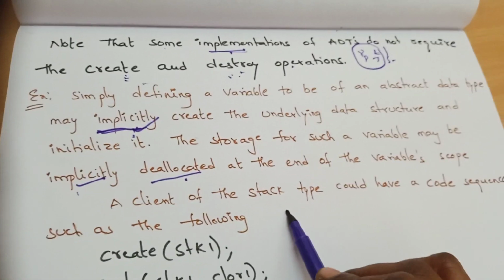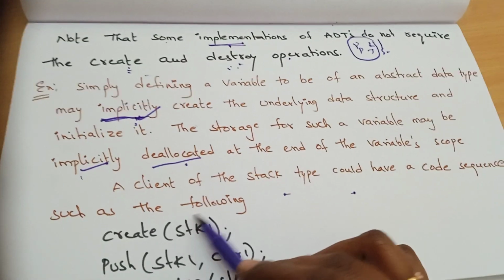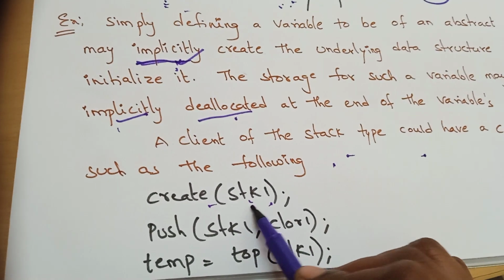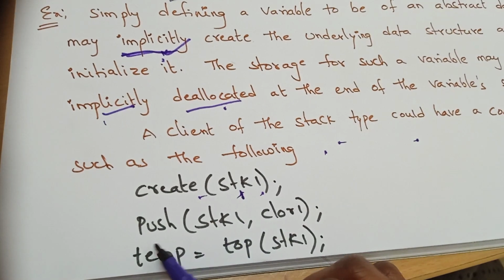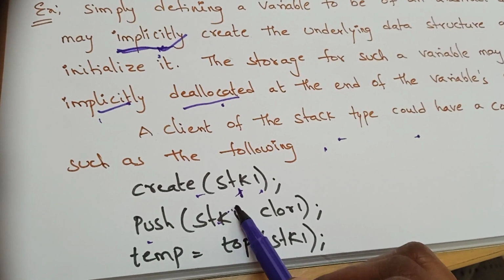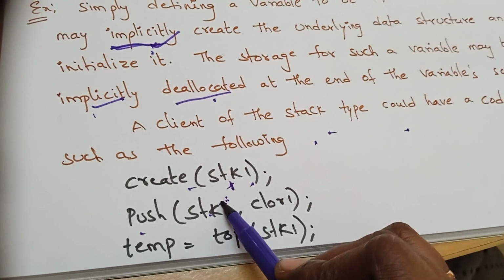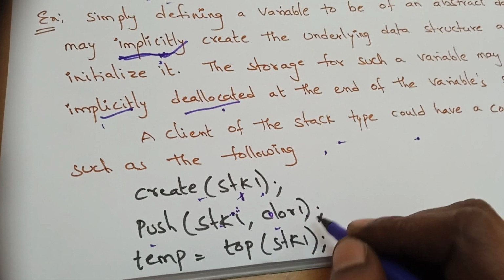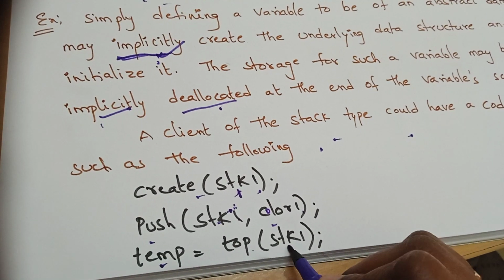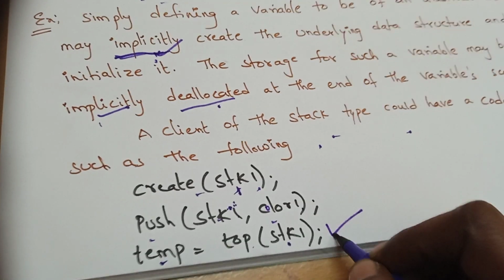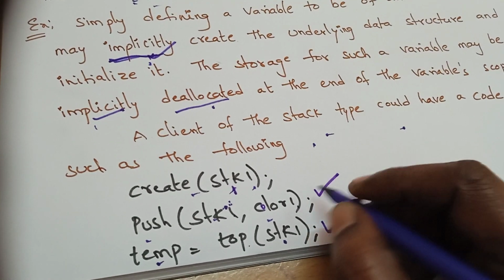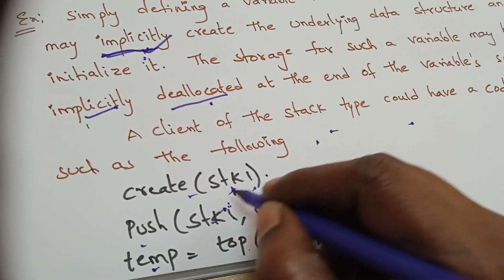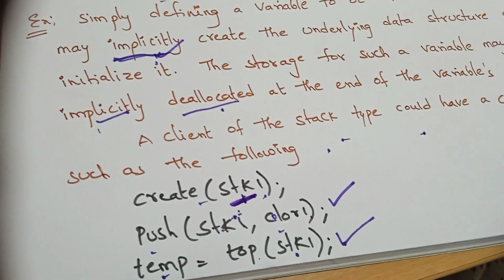A client of the stack type could have a code sequence such as the following. Create stk1, which is the object of the stack. Push stk1, the name of the stack into which you want to insert the element, color1. Temp is equal to top of stk1, which gives the top element of the stack. It tells the element being inserted is color into the stack, and it tells the object of the stack.